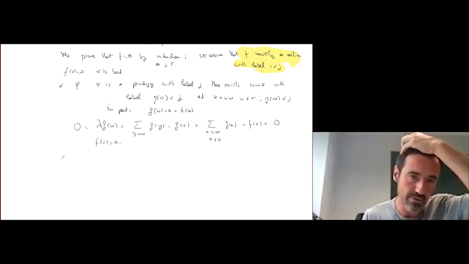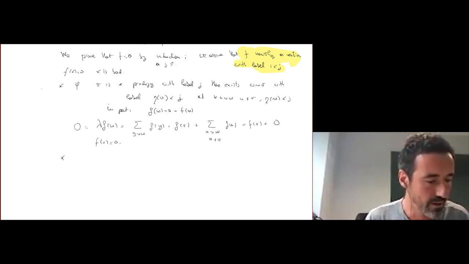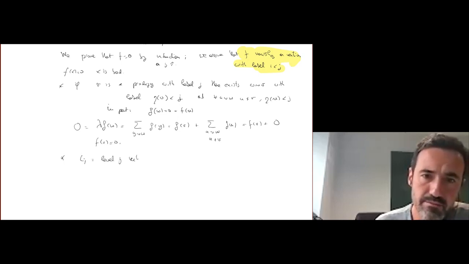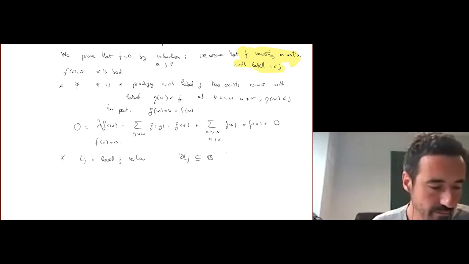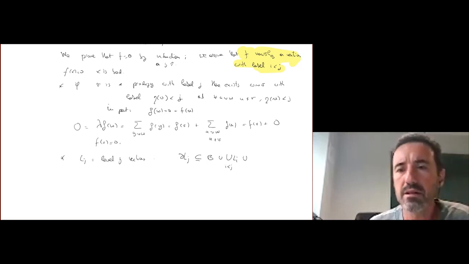So you see how we use the definition of prodigy, by giving an order in the way we solve the eigenvector equation. Now, I recall that Lj are the level j vertices. The outer border of Lj, which is the vertices which are neighbors of an element of Lj but which are not level j vertices, is included in the set of bad vertices, union the level i vertices with i less than j, and union the prodigies with label j.